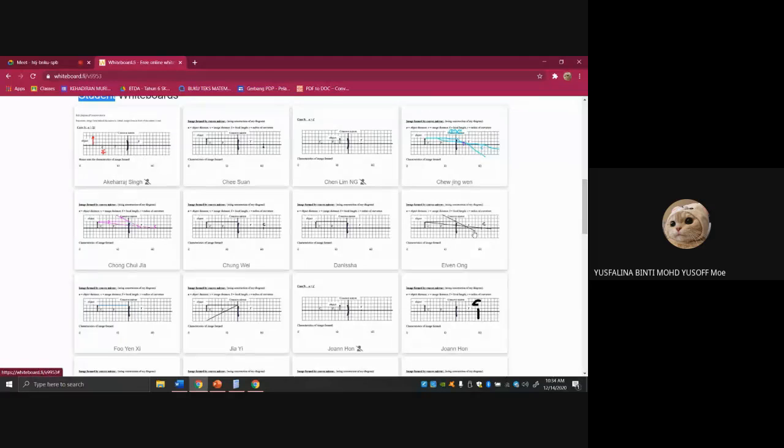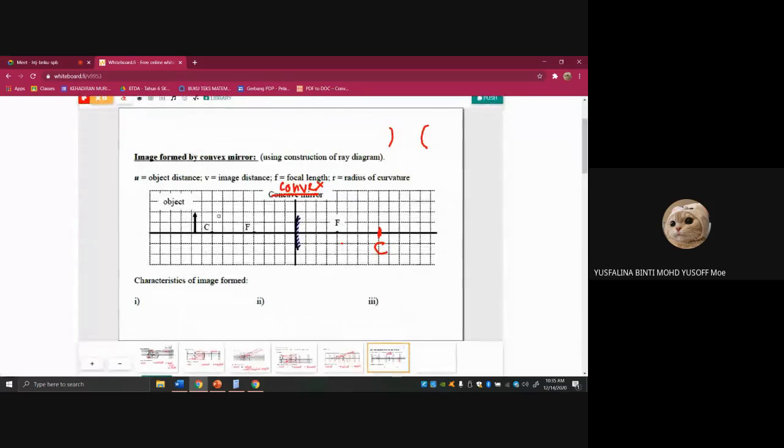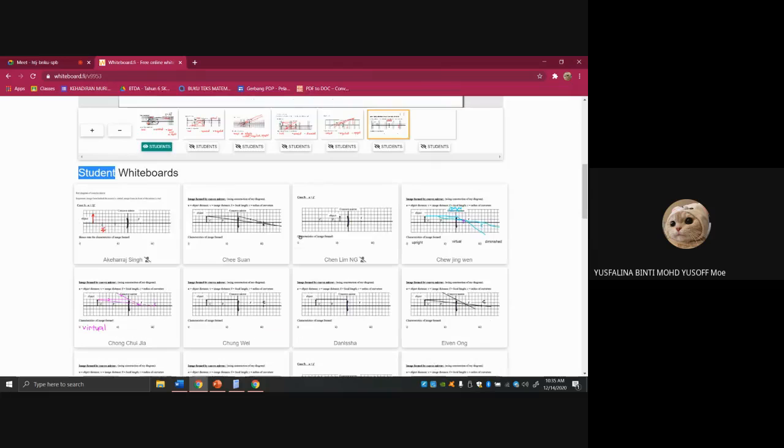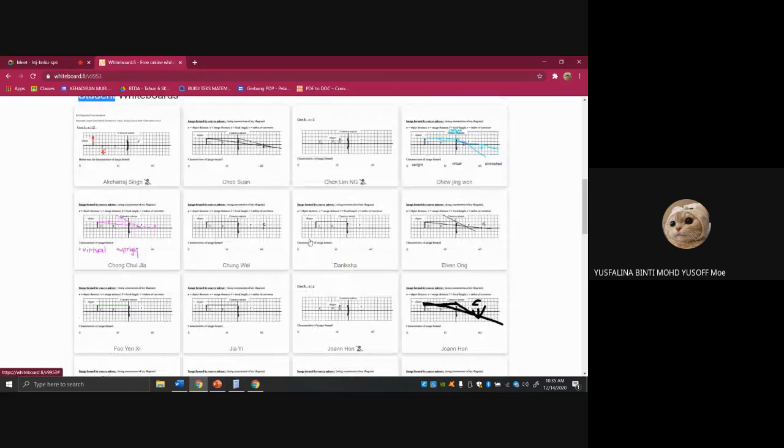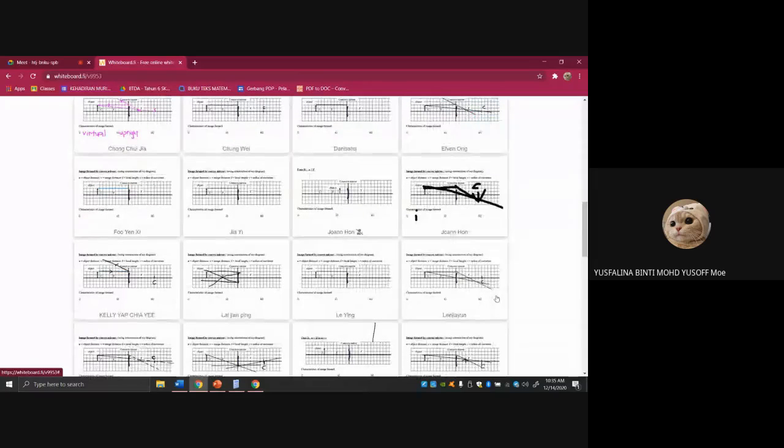Okay, good, Jiwon, Shija, Alvin. For convex, the way to draw is not the same as concave, right? I know for concave you draw from here and then go back to F. The way to draw for convex and concave is not the same. You can see some of your friends, like Elvin, is correct, Jiwon is also correct, Shuja too. Maybe you can see their answers as a reference for you to draw.